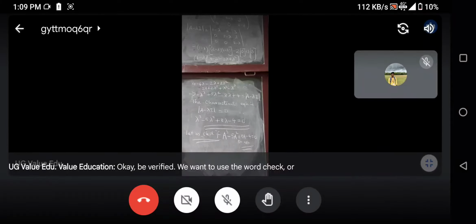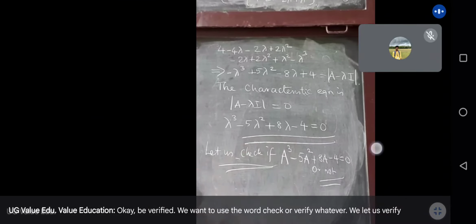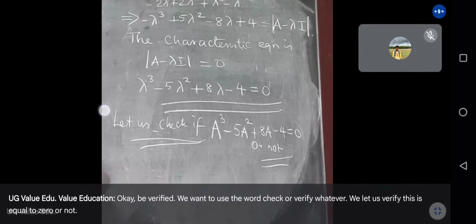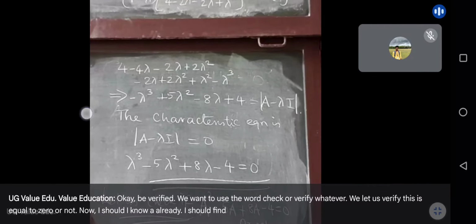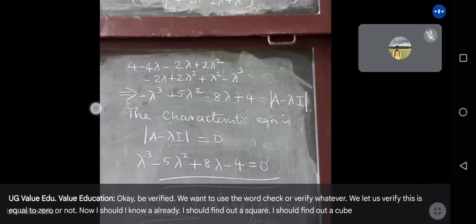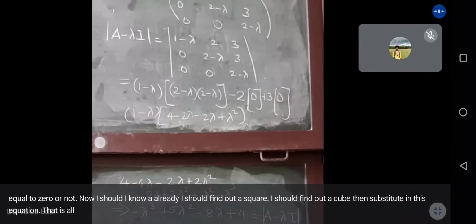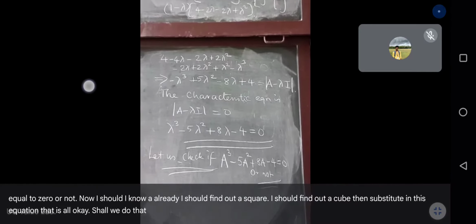Okay, we verify. We can use the word check or verify, whatever. Let us verify if this is equal to 0 or not. Now I know A already. I should find out A squared. I should find out A cube. Then substitute in this equation. That is all. Okay, shall we do that now?